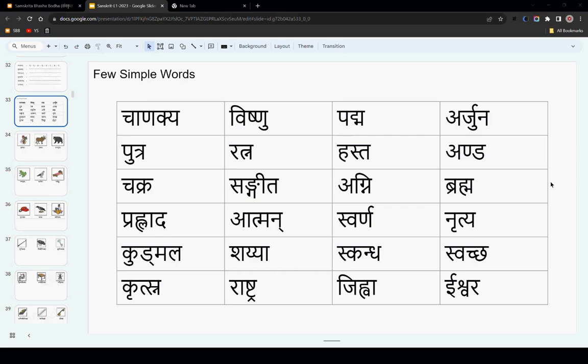Today we'll go through some more words, simple words, and then start looking at sentence formation.